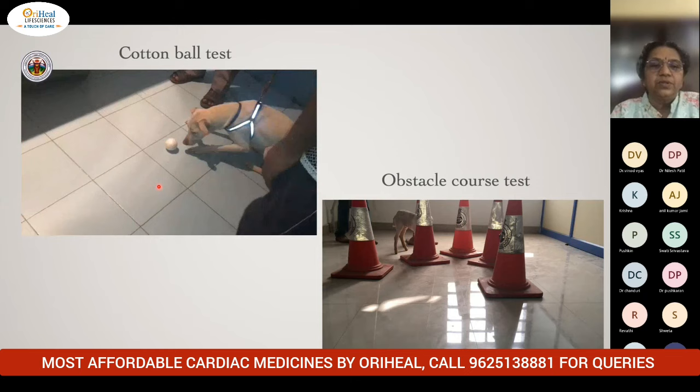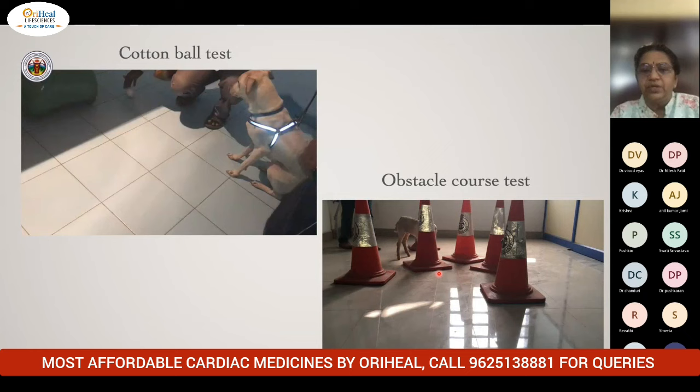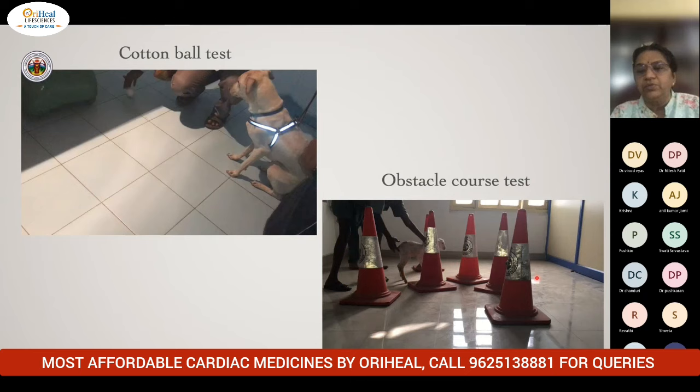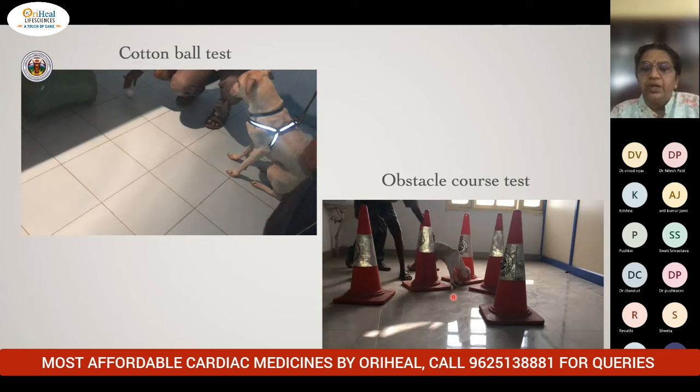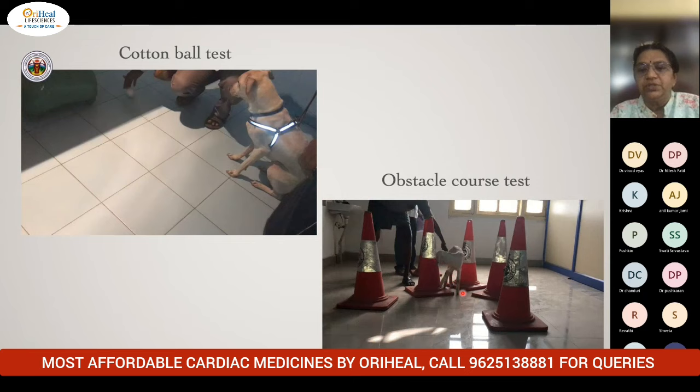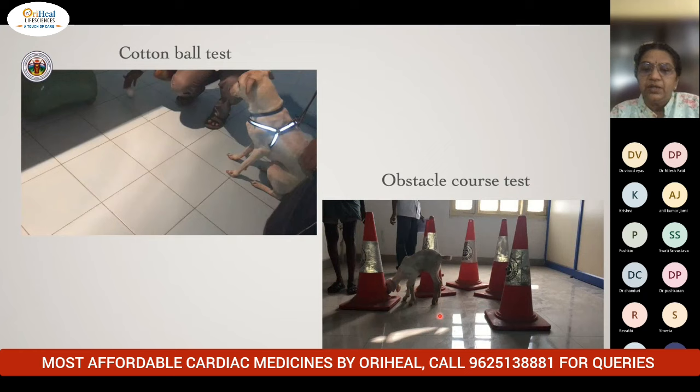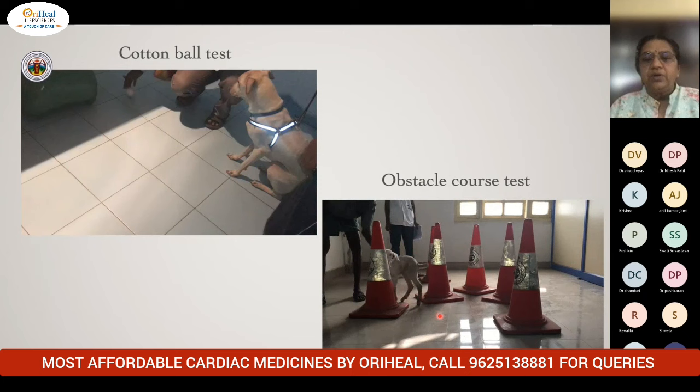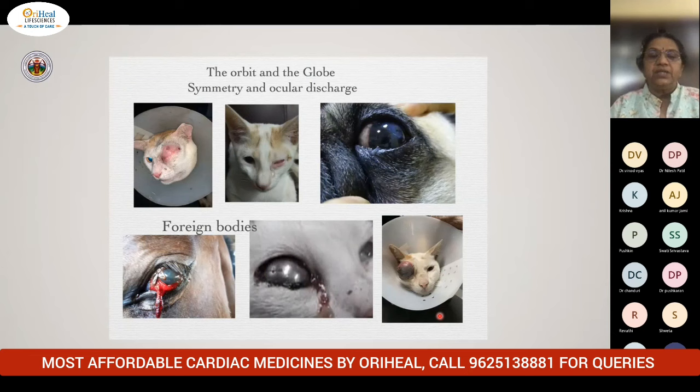Then another thing is the obstacle posters. We normally keep some obstacles like this in the path of the examination room. We have a separate examination room for this, and we also bring all our ophthalmic patients, including a kid like this having a problem in the eye, so with some visual deficit. Any animal with a visual deficit should walk through this maze test or obstacle post test, and you can check whether they are able to negotiate the objects. Accordingly, enter all the results of this test in the ophthalmic examination format.